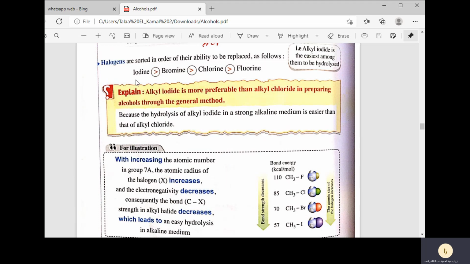Halogens are sorted in order of their ability to be replaced, where iodine can be replaced more easily than bromine, more than chlorine, more than fluorine.